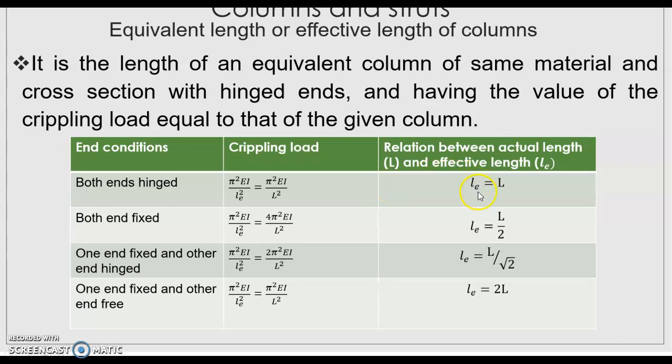For both ends hinged, the equivalent or effective length is equal to the actual length. For both ends fixed, the effective length is equal to half of the actual length, L by 2. For one end fixed and the other end hinged, the effective length is equal to the actual length divided by root 2. For one end fixed and the other end free, the effective length equals 2 times the actual length.